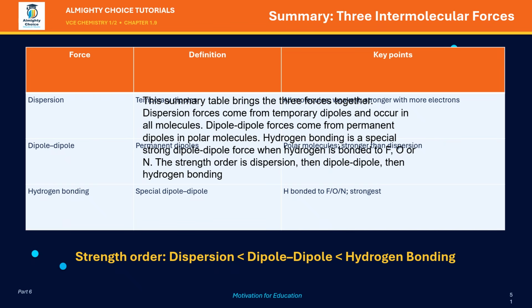Okay, so this summary table brings the three forces together. Dispersion forces come from temporary dipoles and occur in all molecules. Dipole-dipole forces come from permanent dipoles in polar molecules. Hydrogen bonding is a special strong dipole-dipole force when hydrogen is bonded to fluorine, oxygen, or nitrogen. The strength order is dispersion, then dipole-dipole, and then hydrogen bonding.